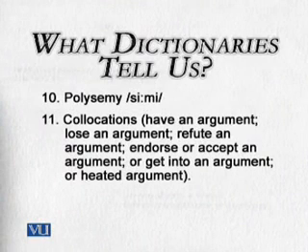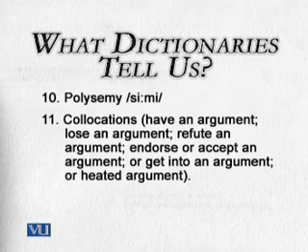The next one, very, very important one, collocations. Many dictionaries do not give you this information about collocations. Now, what are collocations? Collocations means words which normally are used in association. For example, let's say the word is argument. Now, the word argument can have many different collocations. For example, you can win or lose an argument. You can make an argument.